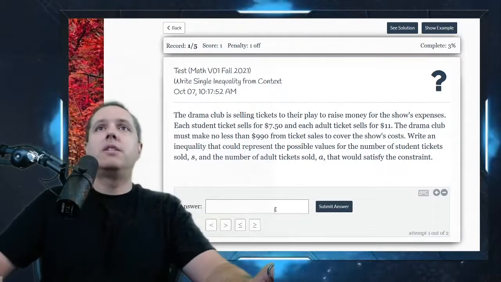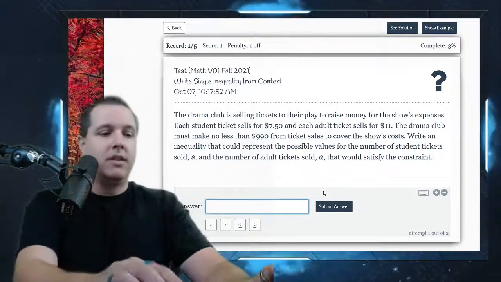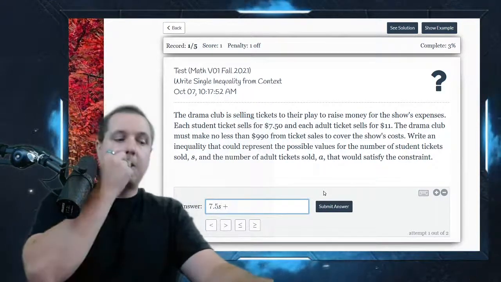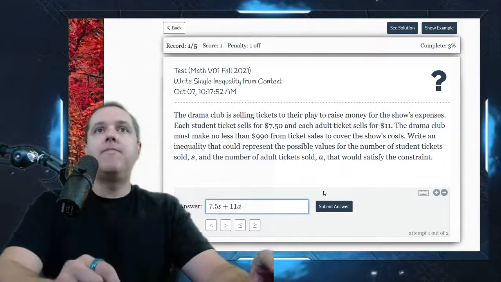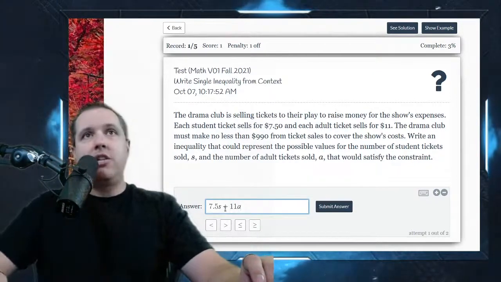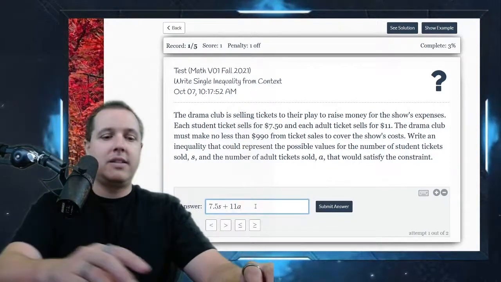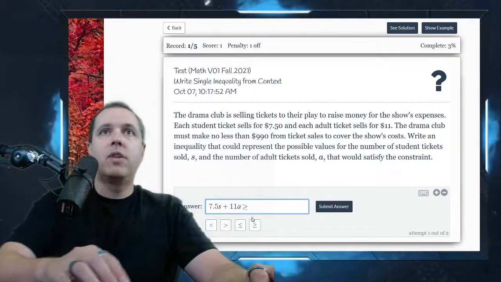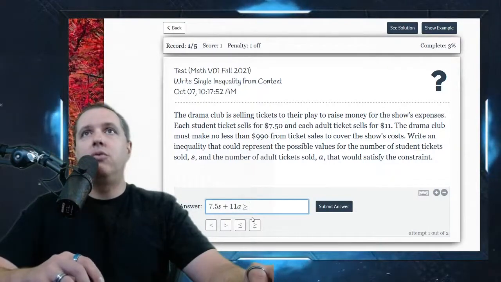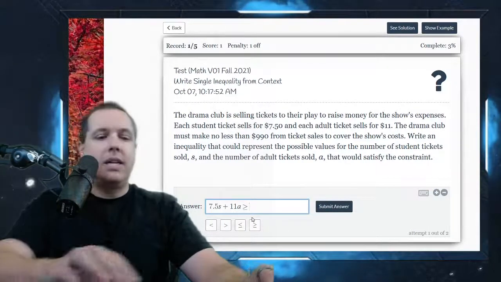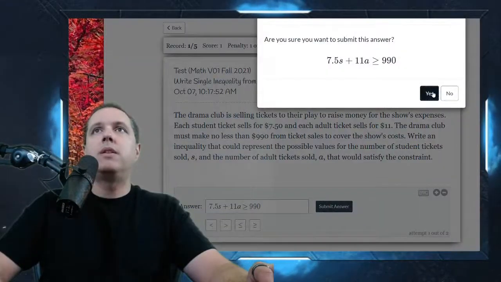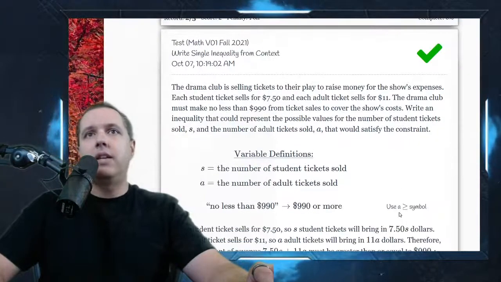So let's see, if we have 7.5S plus 11A, so that's the amount of money generated by student tickets plus the amount of money generated by adult tickets, that needs to be greater than or equal to 990. Hit submit, yes, and it gets it for you.